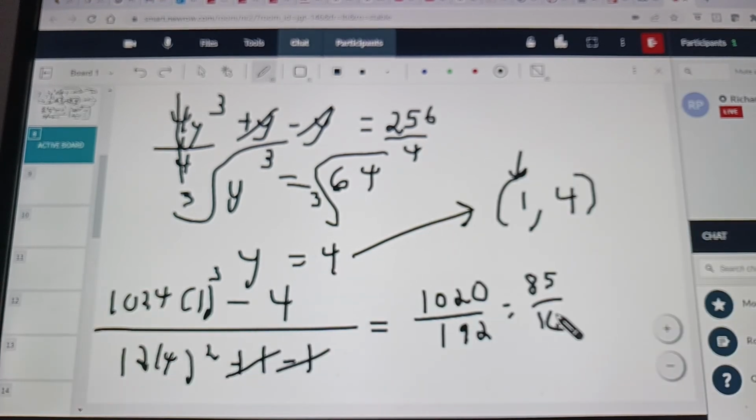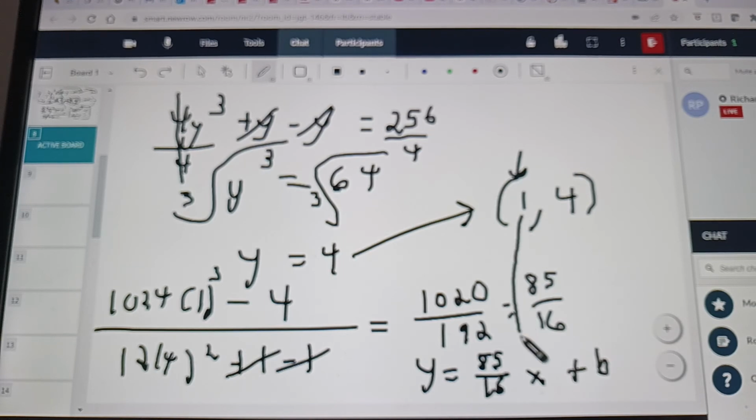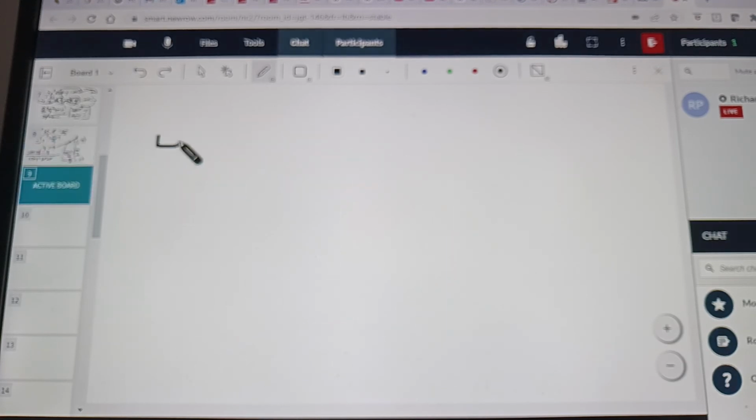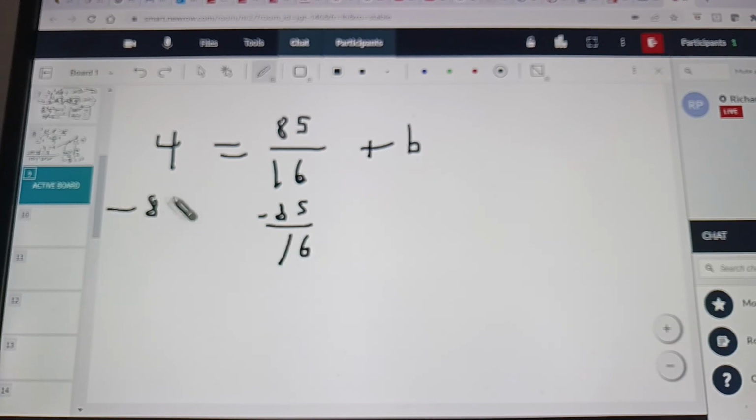But we know half the answer now. Half of the answer is y equals 85 over 16, x plus b. And this will be a little more challenging, but at least we're plugging 1 in for x, so that'll just keep this 85 over 16. This will be 4. So I just need to solve 4 equals 85 over 16 plus b, and solve for b. So we need to minus 85 over 16. That's how you'll get b by itself.